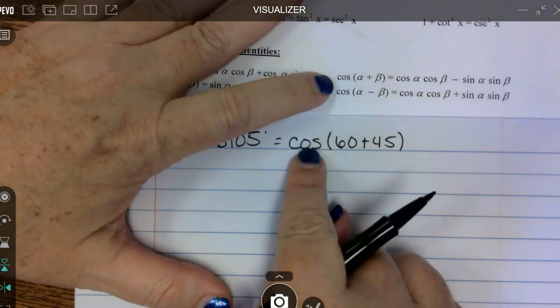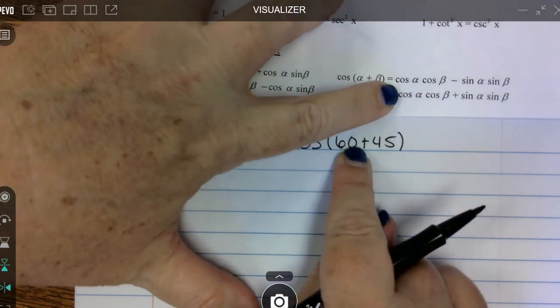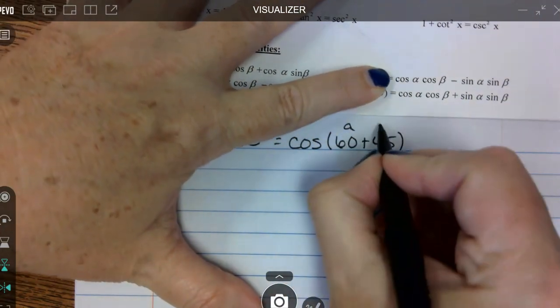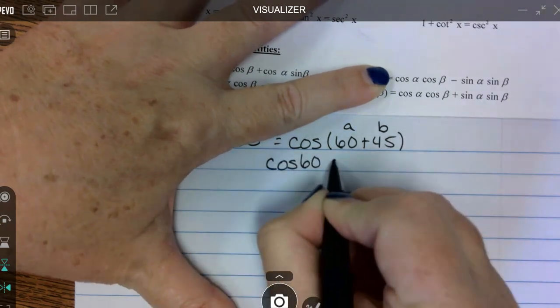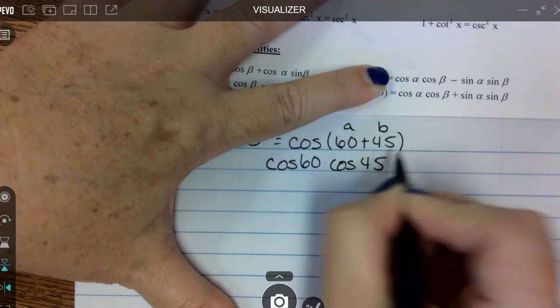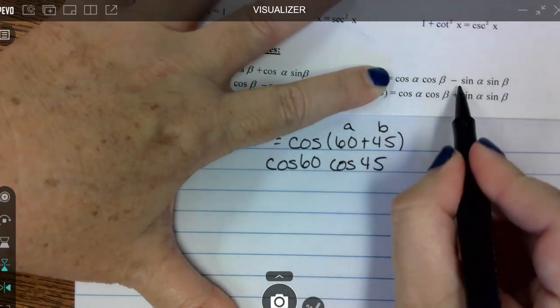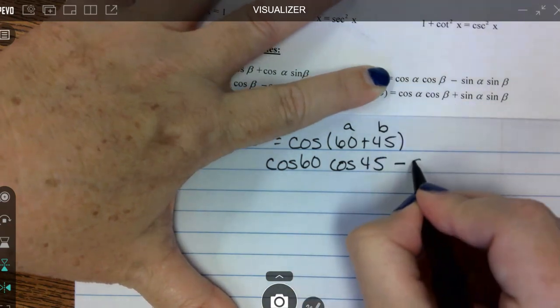So it's cosine and I'm adding, so I'm going to use this formula. Here's my A, here's my B. So cosine, notice here it's a minus, sine.